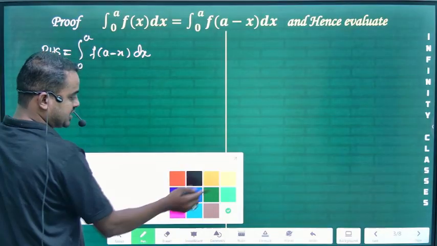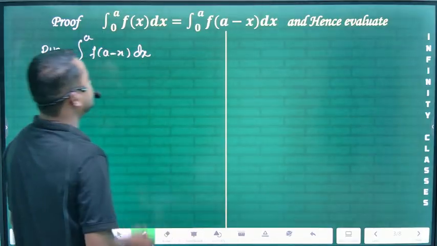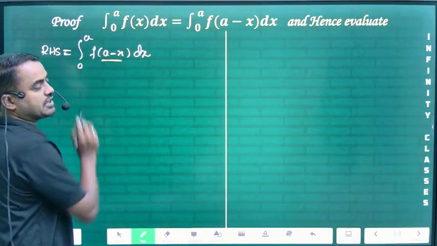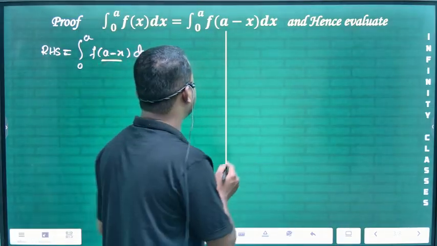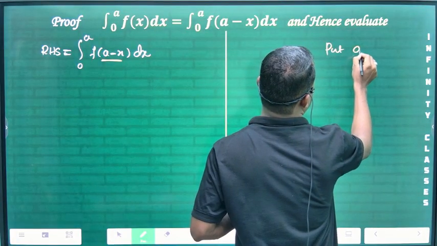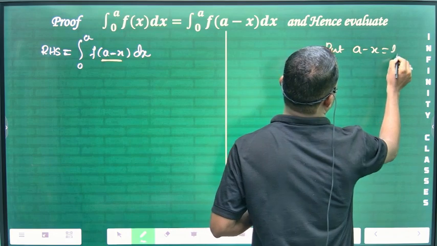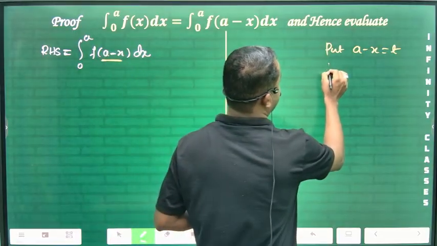Now I will take the substitution. In the place of a minus x, we are taking the substitution. Put a minus x is equal to t. Here I am writing, put a minus x is equal to t, and differentiate with respect to t.